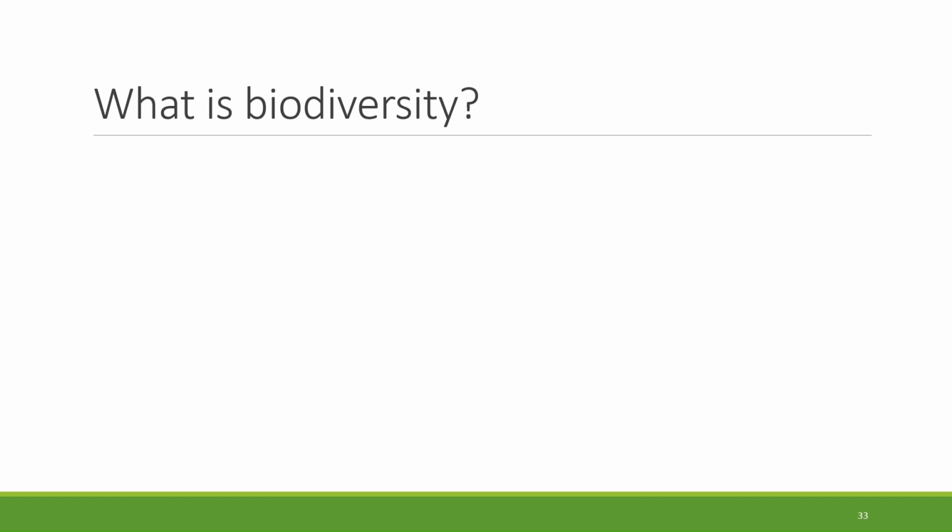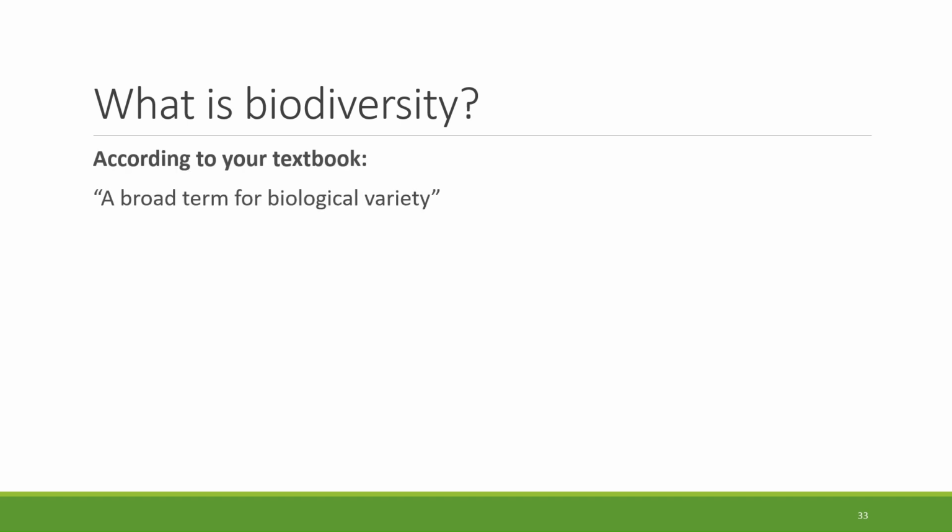What is biodiversity? You probably already know what diversity is. It's essentially variety. And so biodiversity is the variety that we see in living things. That's actually the definition that your textbook gives. It's a broad term for biological variety. But what does this really mean?